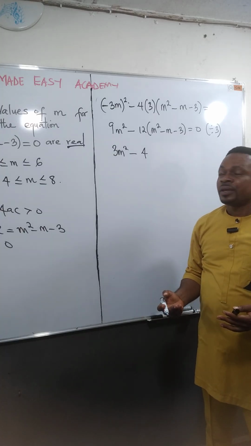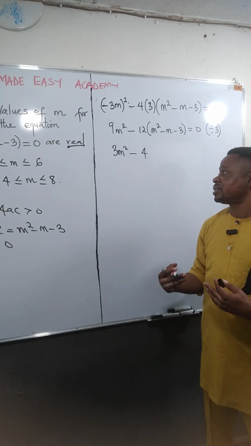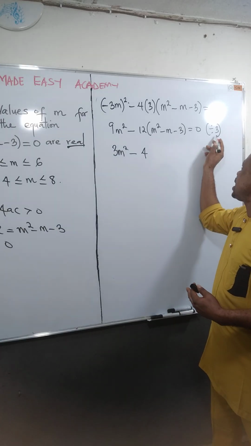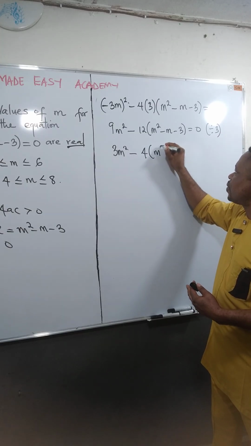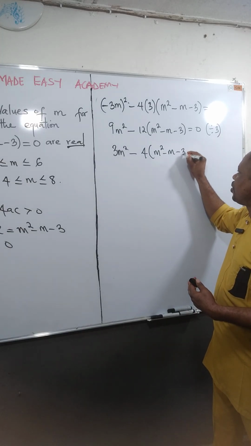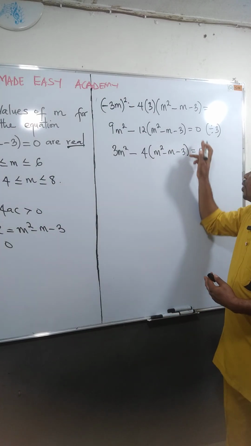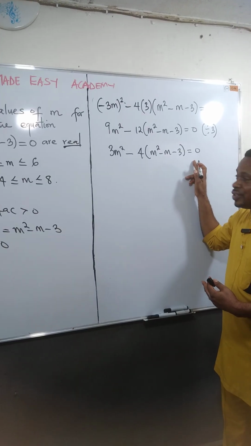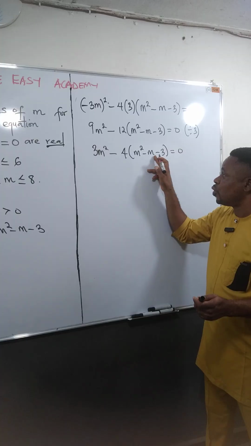You can also go directly, but at least this will help us to factorize easily. Now observe this: 3 can go into 12 to give you 4. Open the bracket: m squared minus n minus 3. Everything should be equal to 0. You know why this one is 0? Because 0 over 3 will also give us 0.